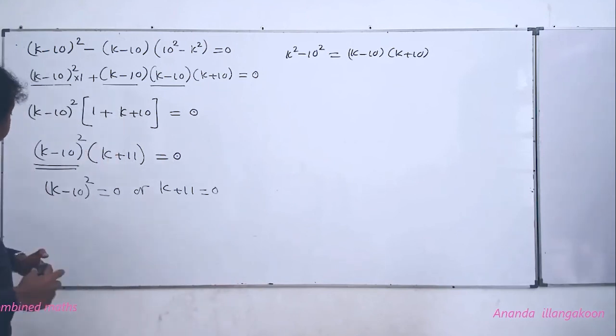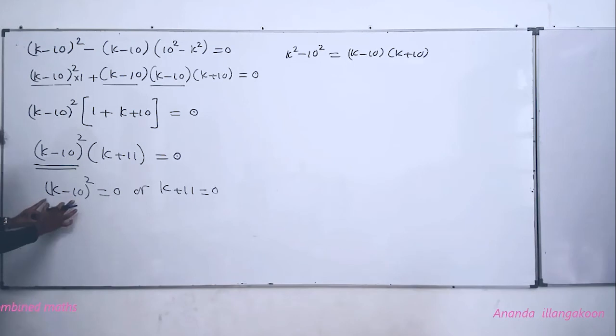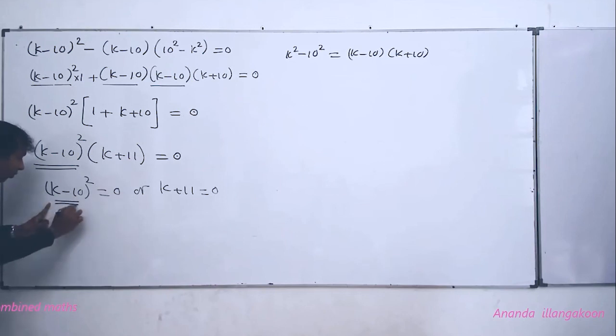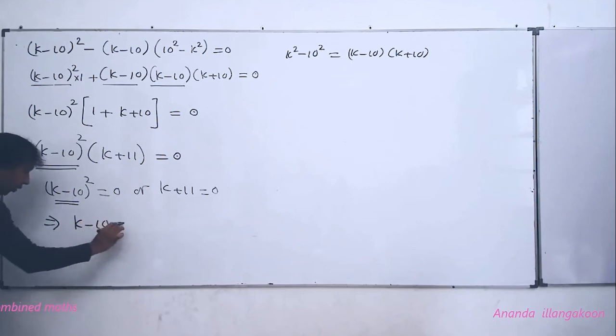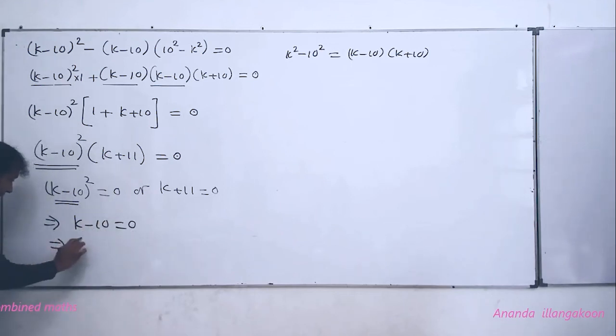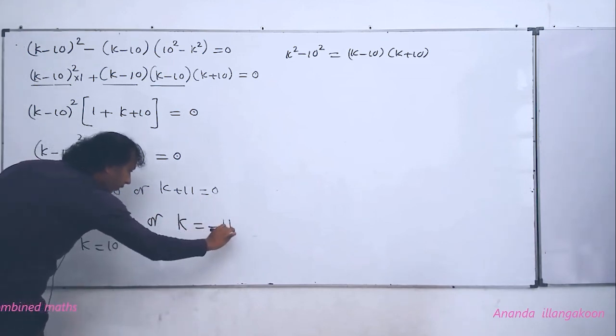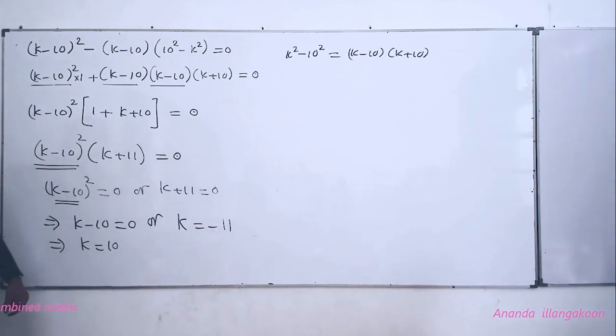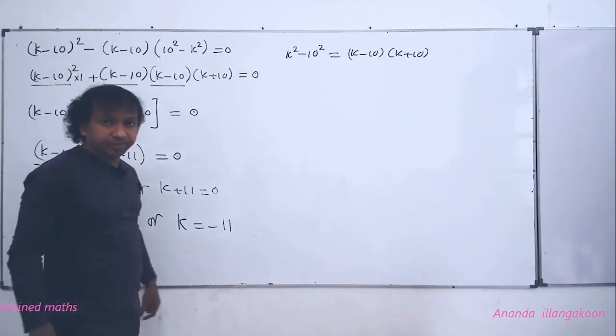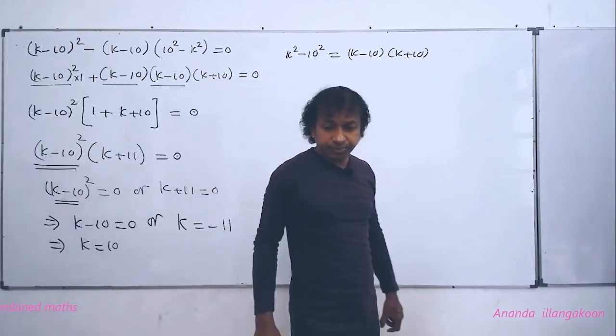Okay, people, now, once this perfect square equals 0, for the perfect square of a number to be 0, definitely that number should be 0. This implies what? K minus 10 equals 0. This is nothing but K is 10. One answer of K is 10. Now bring this right hand side, minus 11. There are 2 answers for K. People, K is 10, K is minus 11. There are 2 answers of K.